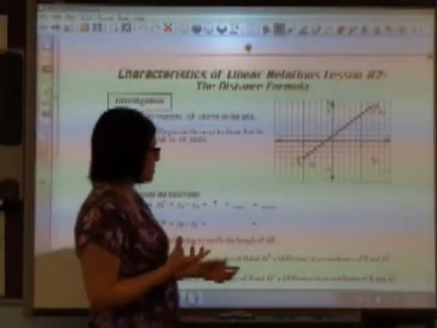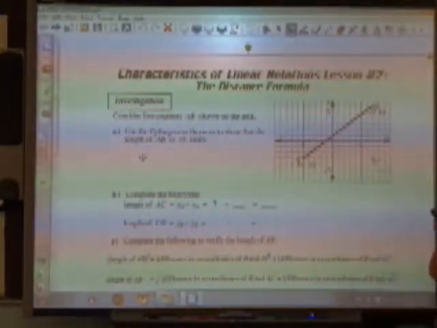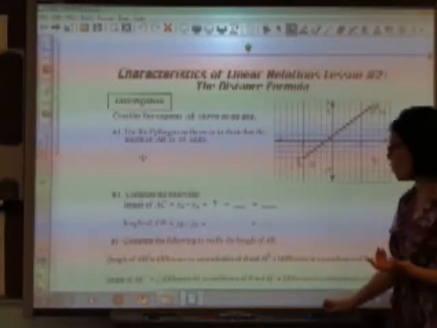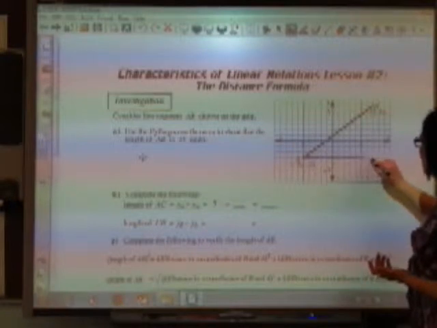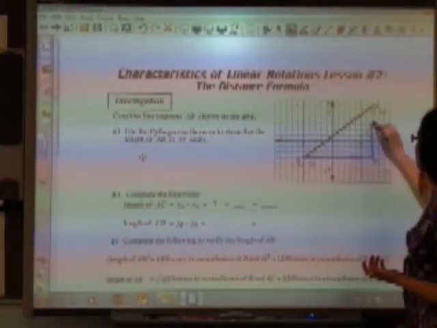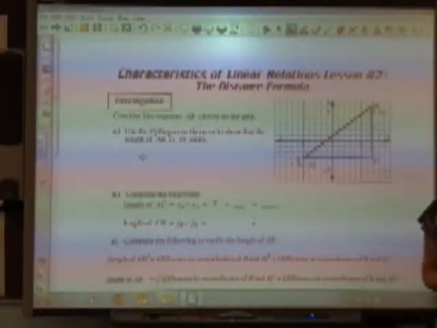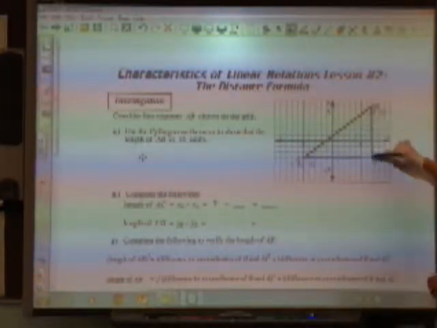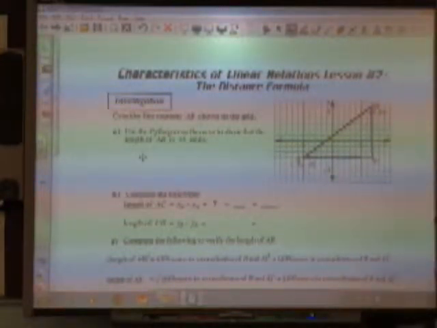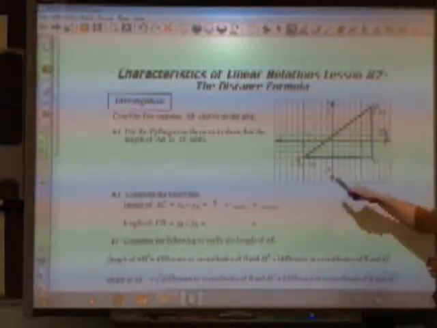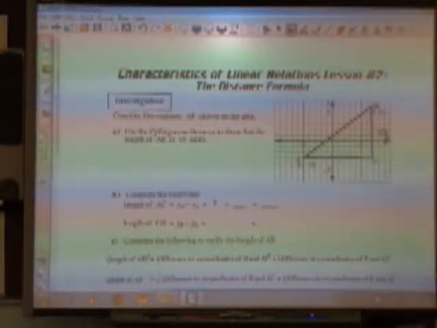So if we were to use the Pythagoras theorem, what we would do is we would make a right triangle, because that's what we need in order to use Pythagoras. And we would find the length of the two legs. So what is the vertical leg? What is the length from B to C? 9. And the horizontal length from A to C?